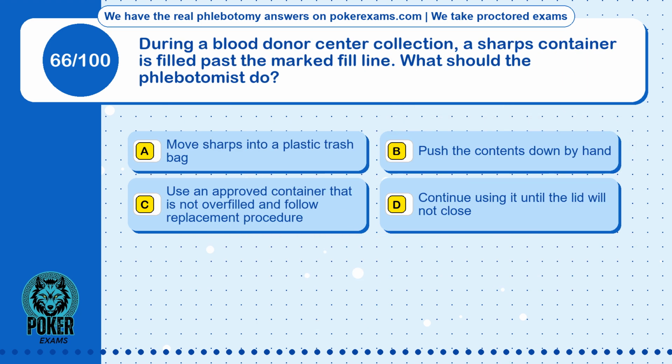Question 66. During a blood donor center collection, a sharps container is filled past the marked fill line. What should the phlebotomist do? Option A. Move sharps into a plastic trash bag. Option B. Push the contents down by hand. Option C. Use an approved container that is not overfilled and follow replacement procedure. Option D. Continue using it until the lid will not close.